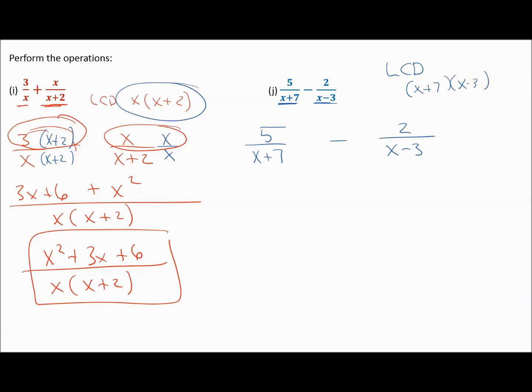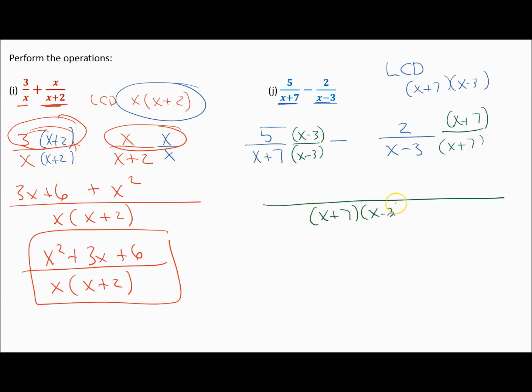So I'm going to multiply by what I'm missing. The x plus 7 is missing an x minus 3. I'm going to multiply that in both the numerator and denominator. And on the other hand, my x minus 3 is missing an x plus 7. And I'm going to multiply that in the numerator and denominator. And I'm going to write this as one big fraction with my common denominator remaining factored in the denominator. In my numerator, I have to simplify.